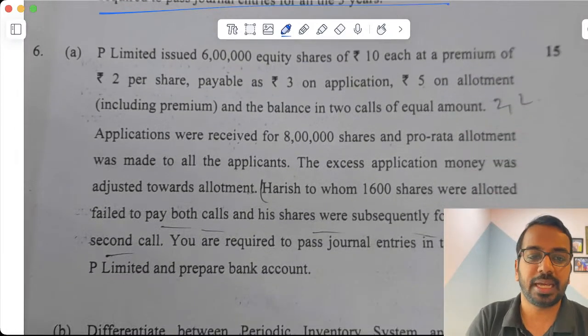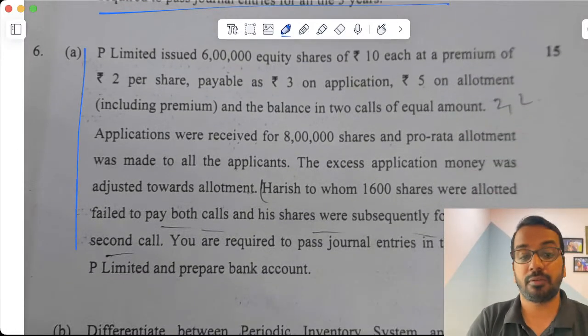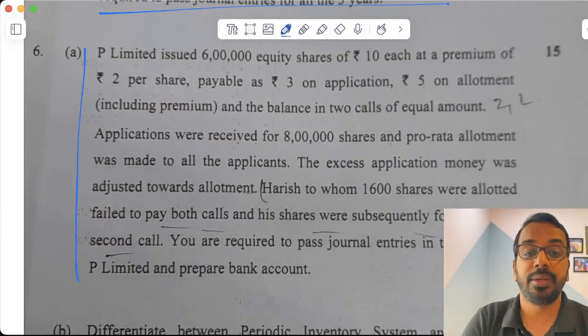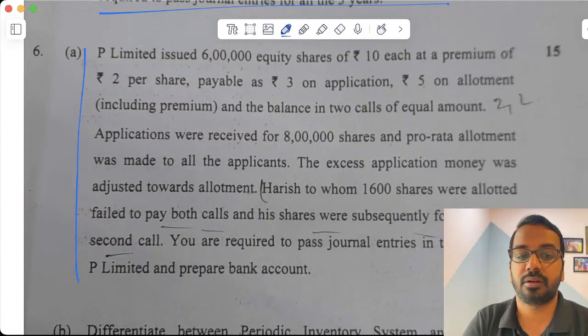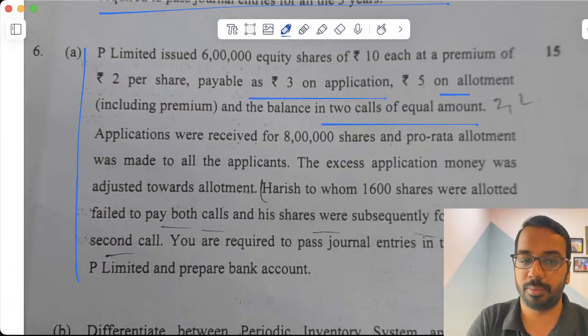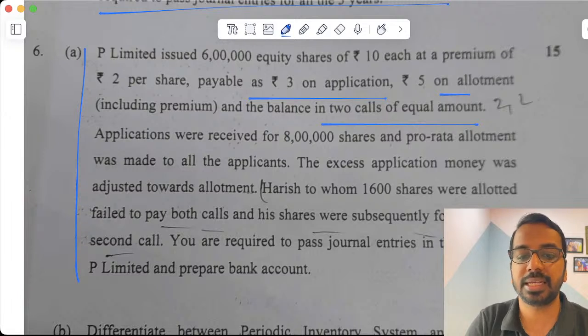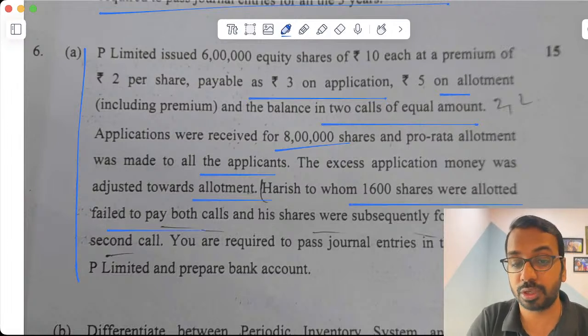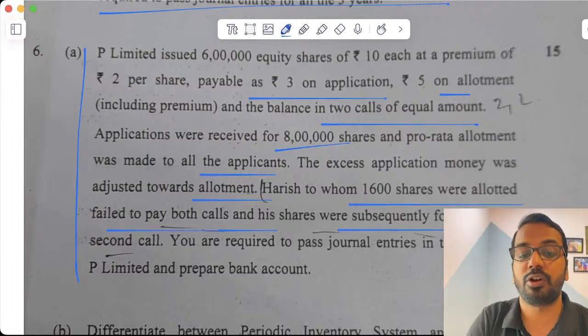Then this is again a standard question which keeps on coming for 15 marks on shares issue. P Limited issued 60,000 shares of 10 each, at a premium of 2 per share, payable 3 on application, 5 on allotment, and the balance in 2 equal call amounts. Application were received for 8 lakhs. Pro rata allotment was made. Excess was allotted toward adjustment. 1600 shares failed to pay both the calls and were forfeited. You are required to pass the journal entry.